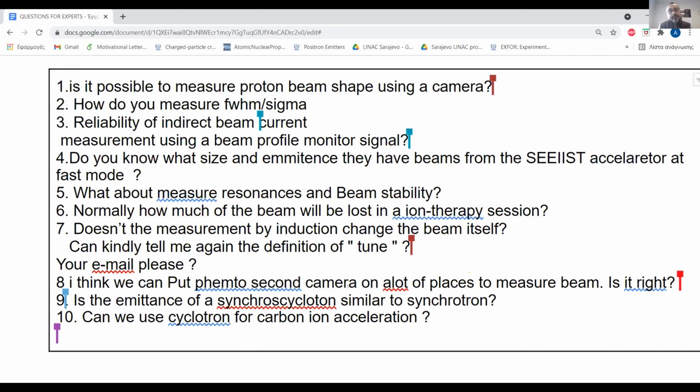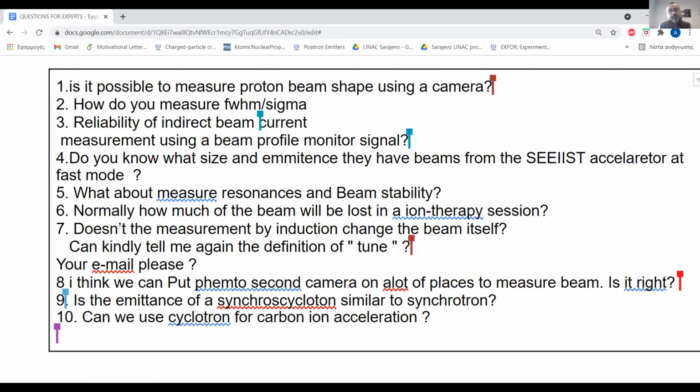How much of the beam will be lost in an ion therapy session? Well, let's say you have two main points where beam losses occur in a synchrotron. The first point is injection. The second point is extraction from the synchrotron. So basically, you lose roughly 50% of the beam in these two processes. But then after extraction, we transfer most of the beam, 99%, I would say, all the way to the patient. And the beam is lost on the patient. So the poor patient is the beam dump for a little moment, but this is what we want.